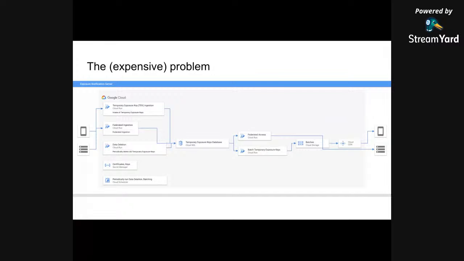And the other one is batching. Also a few times a day, we create a batch of all the keys that were ingested, and we put them in Google Cloud Storage. That's the bucket on the right side of the screen. Then these can also be cached in Cloud CDN, and they're pulled from all the mobile devices. On the left side, you just see the part of the ingestion of the keys.